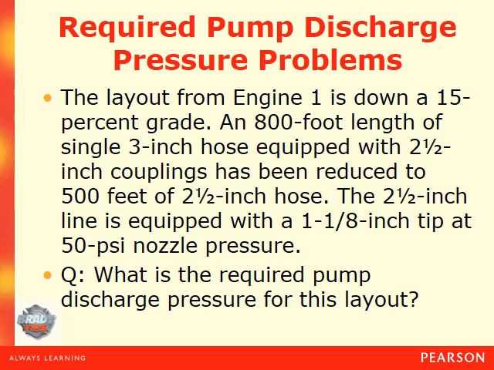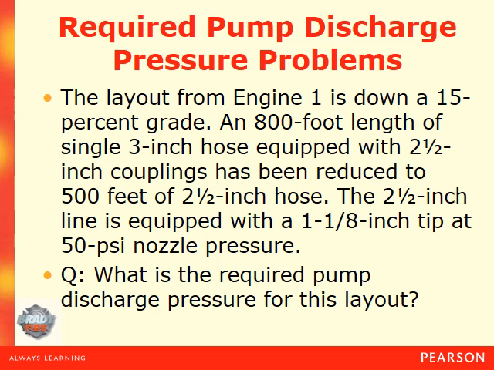Okay, so here's another problem. The layout from Engine 1 is down a 15% grade at 800 feet of single 3-inch hose equipped with 2.5-inch couplings, which has been reduced to 500 feet of 2.5-inch hose. The 2.5-inch line is equipped with a 1 1/8 inch tip at 50 psi. What is the required pump discharge pressure?